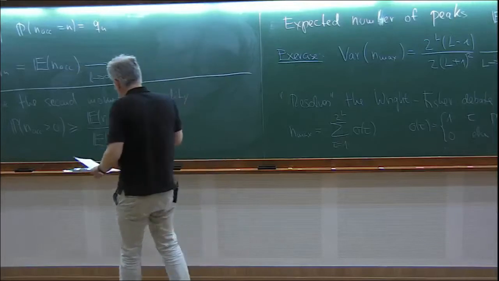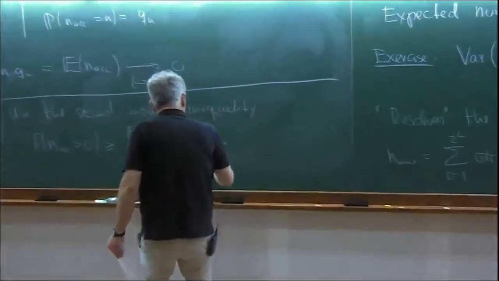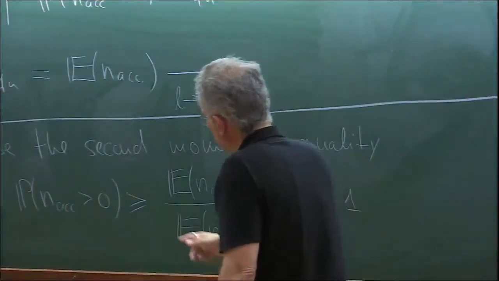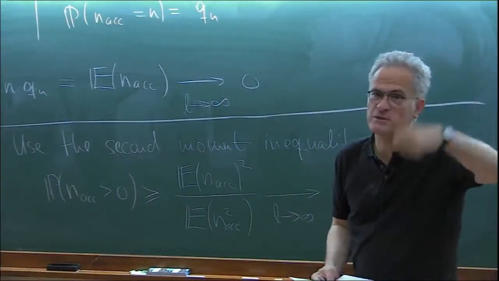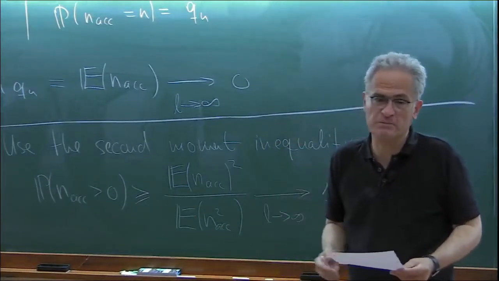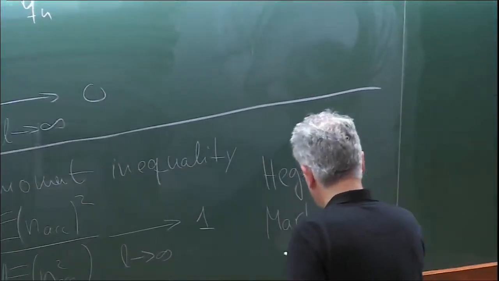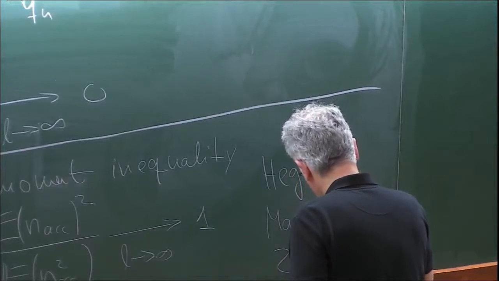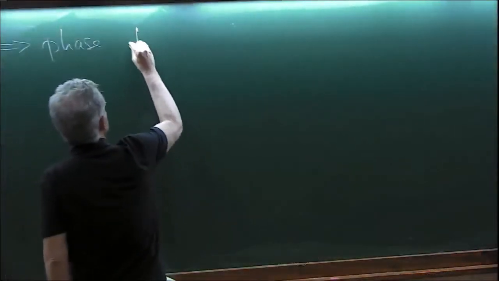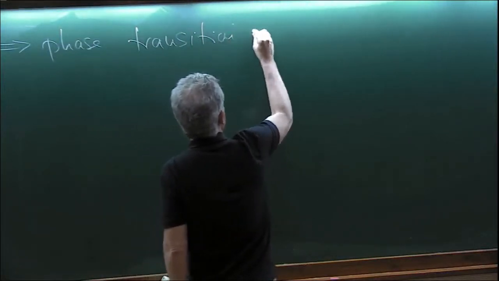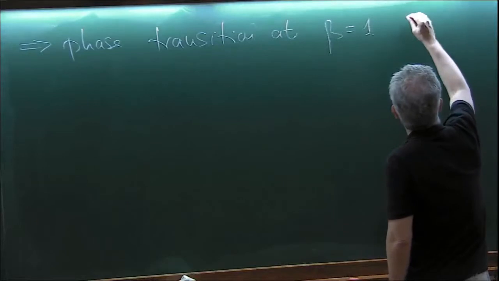So two Swedish mathematicians proved that, in fact, for large L, this actually goes to 1. And so this also has to converge to 1. So the statement is when beta is equal to 1, then you will always have at least one accessible path between these two points. So there's a kind of phase transition at beta equal to 1, okay? And this phase transition we have called accessibility percolation.